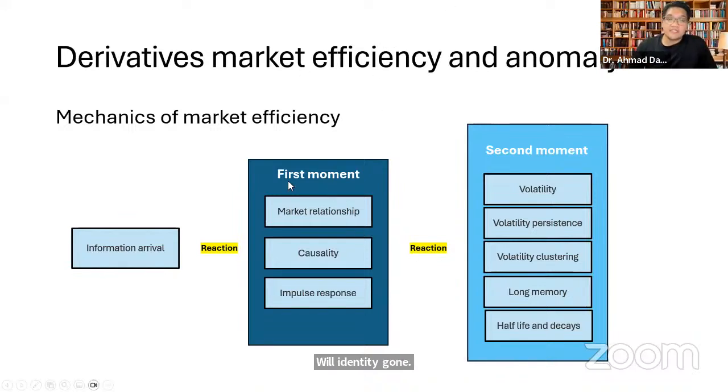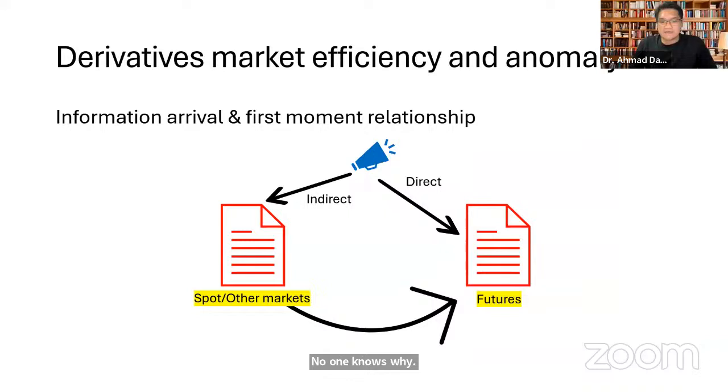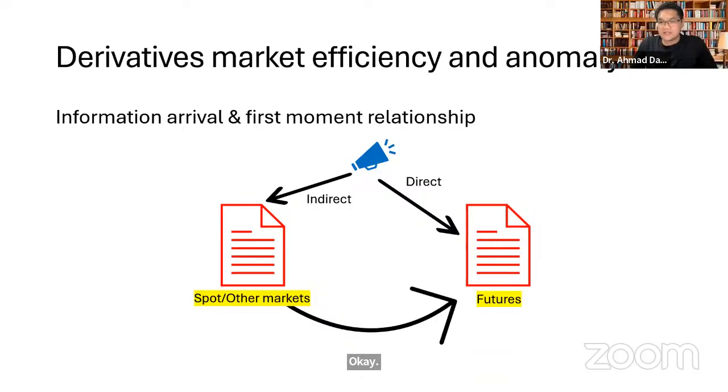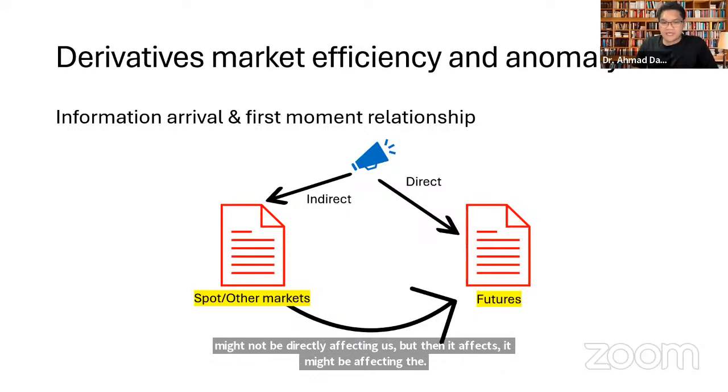As a trader, you have to know the stages of the first moment and the second moment. Sometimes the market moves, but why? No one knows why. The news can affect the spot market, or it can affect another futures market first. If we talk about the KLCI futures, our own benchmark, our own bellwether, it can be affected by the Hang Seng first or the Nikkei in Japan. Whatever happens in the US might not directly affect us, but it affects the Nikkei first, or the Hang Seng first. Only after that does it affect us.